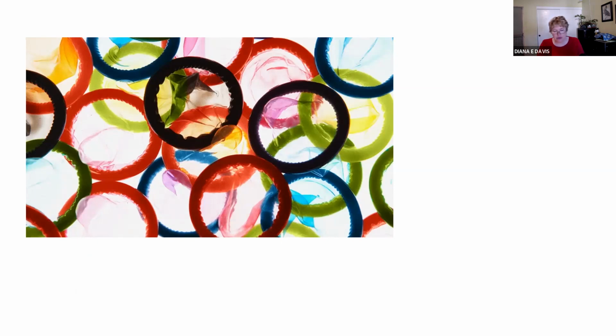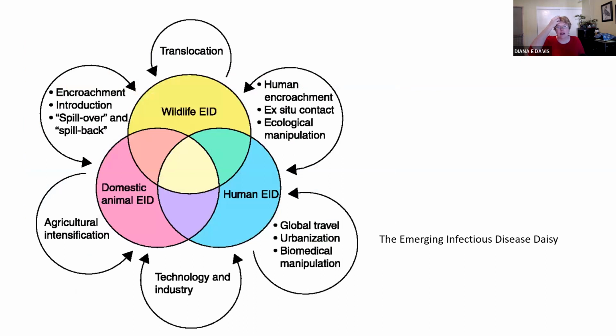Okay. All right, so those are the major modes of transmission. The next thing I want to talk about is where do diseases come from? This image is what's called the emerging infectious disease daisy. So diseases can start from wildlife, from domestic animals, from humans.